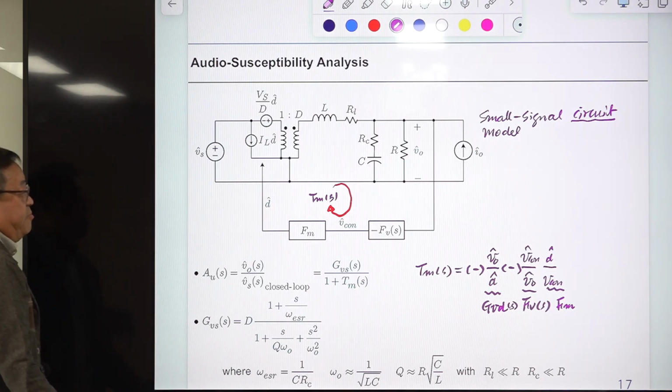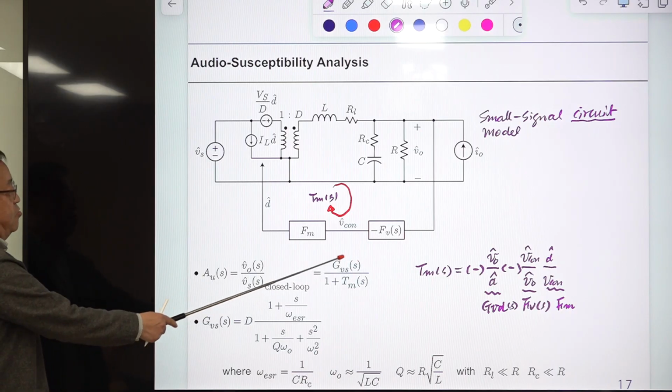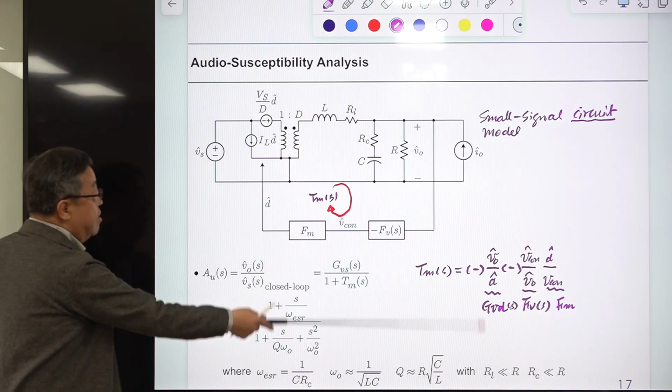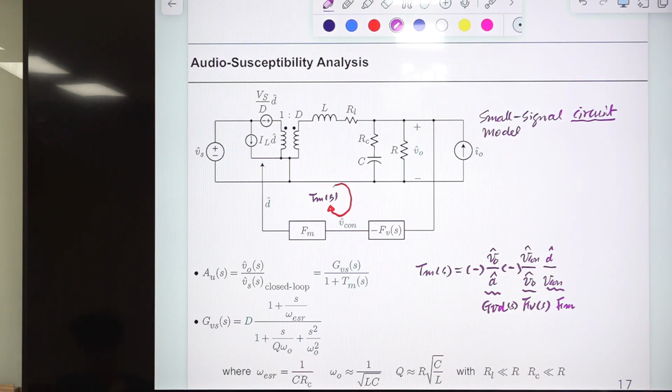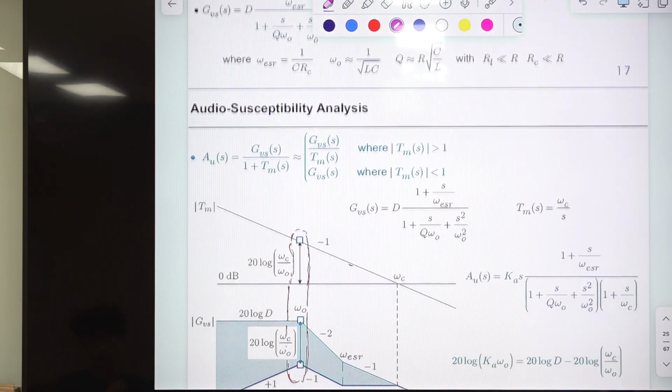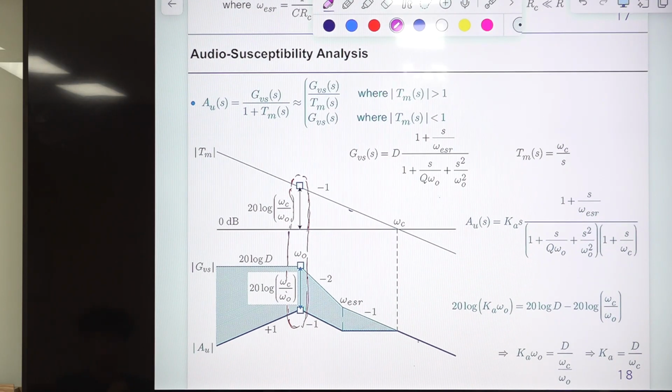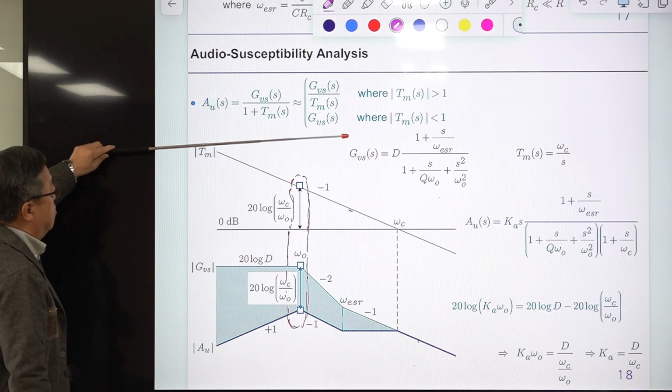So as I said many times, you may be tempted to evaluate this because you know everything, but that is the worst approach. You shouldn't do that. Instead, you take this graphical approach, asymptotic analysis. So this is the basic idea of asymptotic analysis.